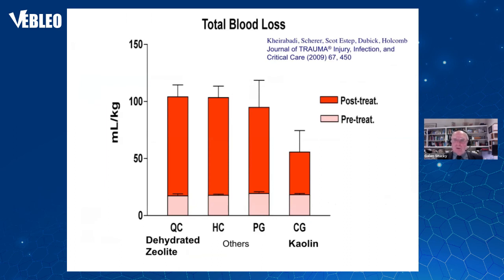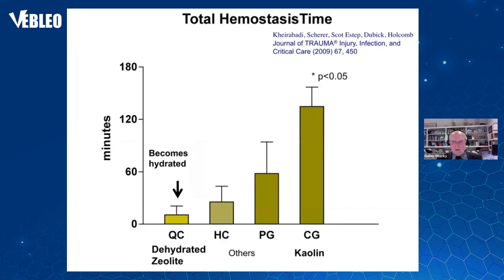But this is really the important thing here. This slide shows the total blood loss for kaolin with what is called combat gauze, and here's a dehydrated zeolite. The total blood loss was half with this kaolin, or less. And furthermore, the total hemostasis time: we put it on, and how long was it stopping the bleeding? With the dehydrated zeolite, it was just a very short time. With kaolin, it just kept plugging along, working almost forever.